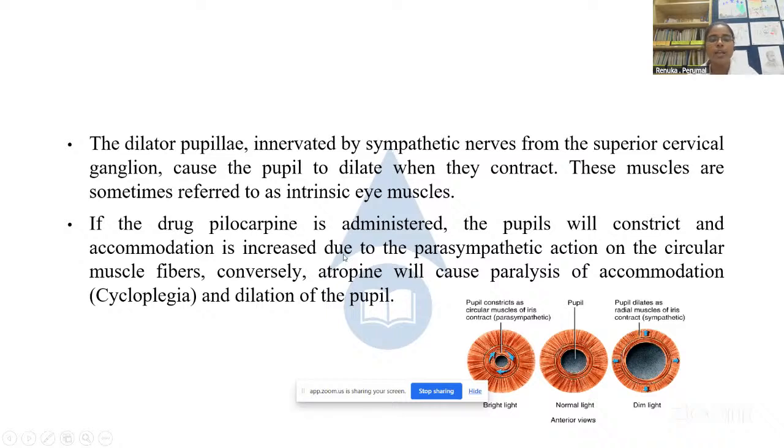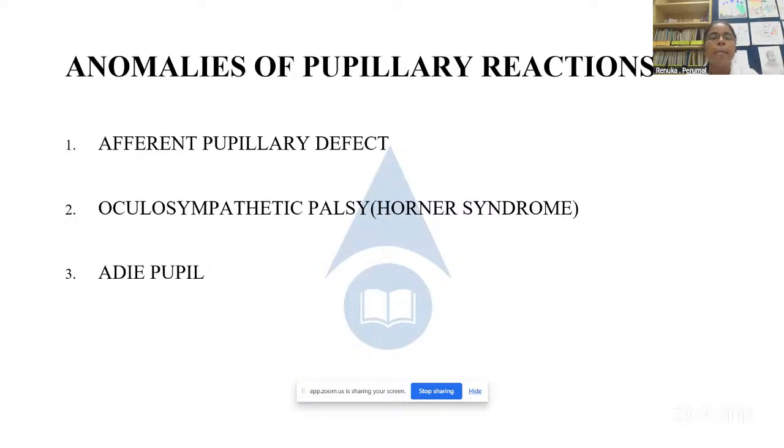Next, if the drug pilocarpine is administered, the pupil will constrict, and the accommodation will increase due to the parasympathetic action on the circular muscle fibers. Conversely, atropine will cause paralysis of accommodation, cycloplegia, and dilation of the pupil. Next, we will see about the anomalies of pupillary reactions. It consists of afferent pupillary defect, oculosympathetic palsy, which is Horner syndrome, and another one is Adie's pupil.